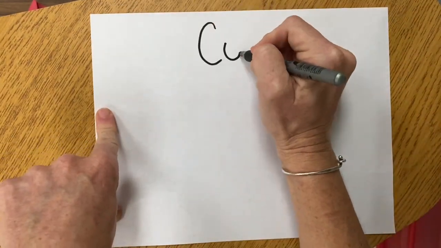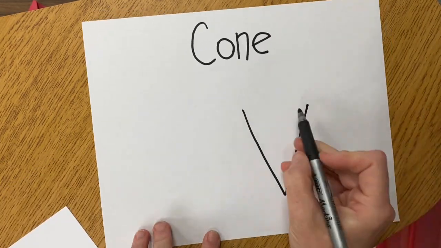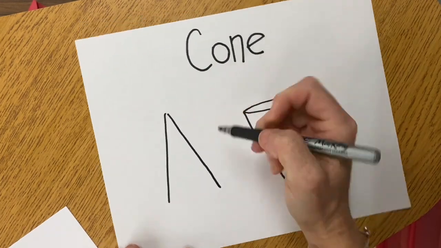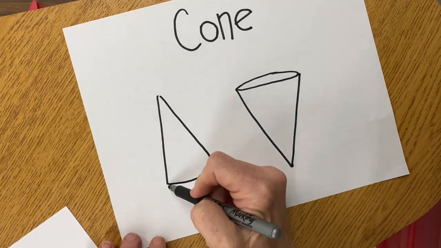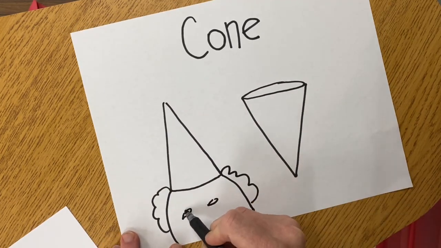Next, let's draw a cone. To draw a cone, you start by drawing a triangle. Then you just fit an oval in the top part of the triangle. You can also make a cone upside down by just making a triangle with a curved line. I think it looks like a clown's hat.